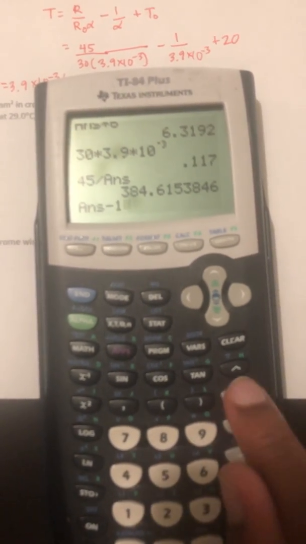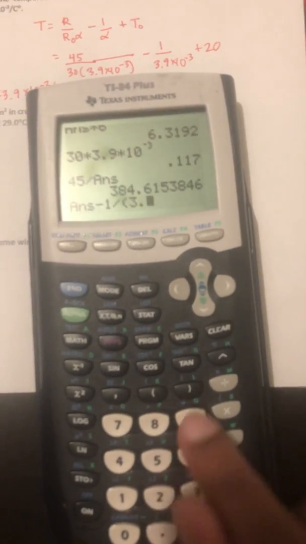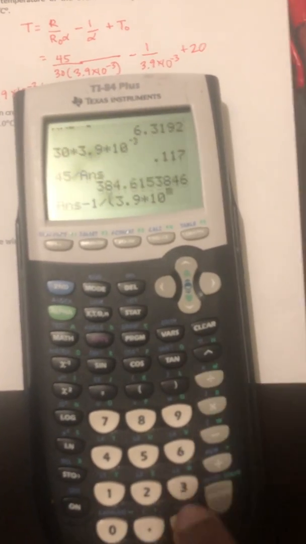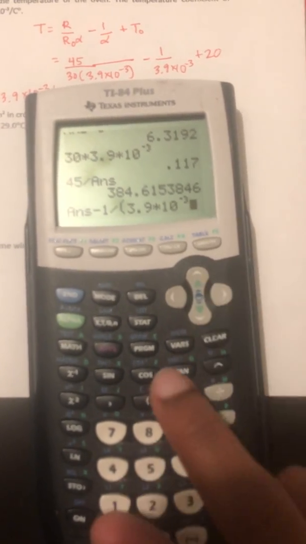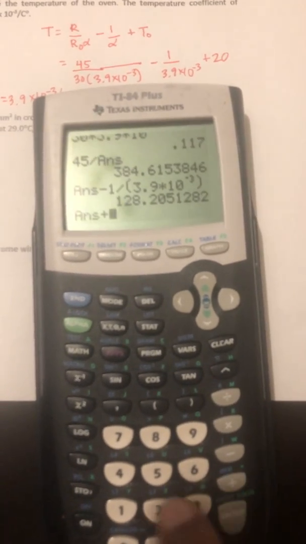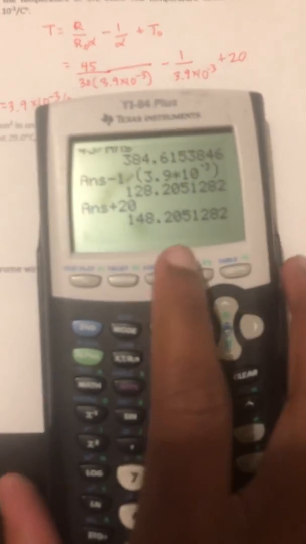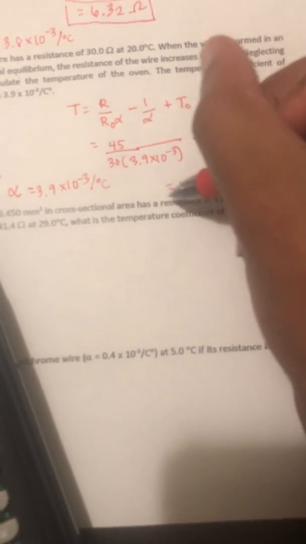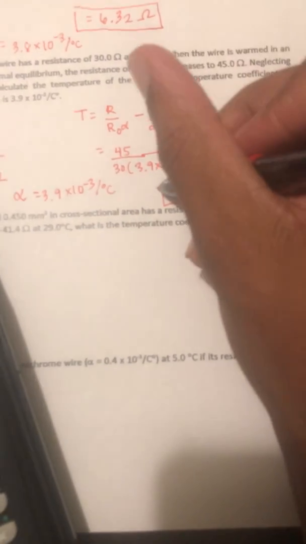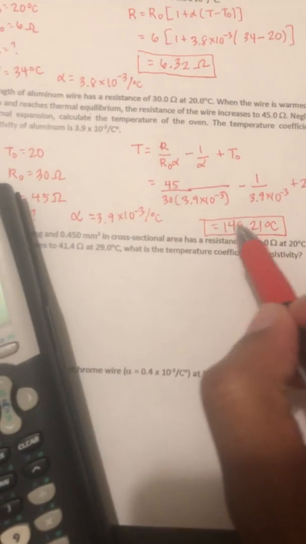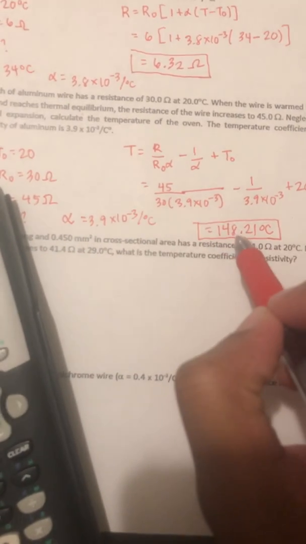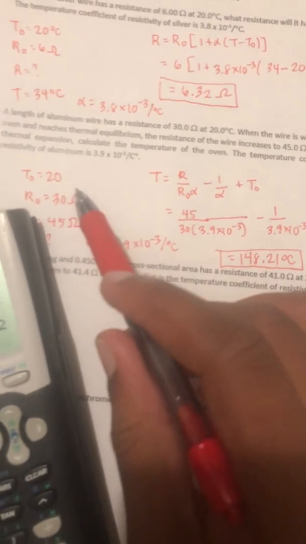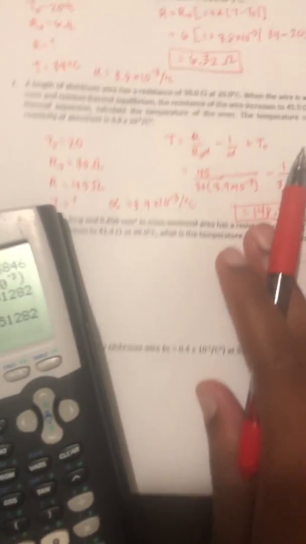Minus 1 divided by, in parentheses, because it's scientific notation, 3.9 times 10 to the negative third, plus 20. Don't forget to add that 20 because a lot of people in class forgot. So I get 148.21. Notice how I'm not rounding until the end. So do not round until you get to the end. So the temperature rose from 20 degrees to 148.21 degrees, and the resistance rose from 30 ohms to 45 ohms.